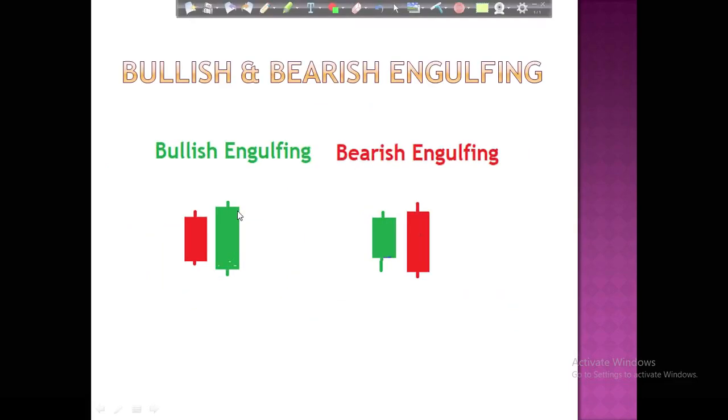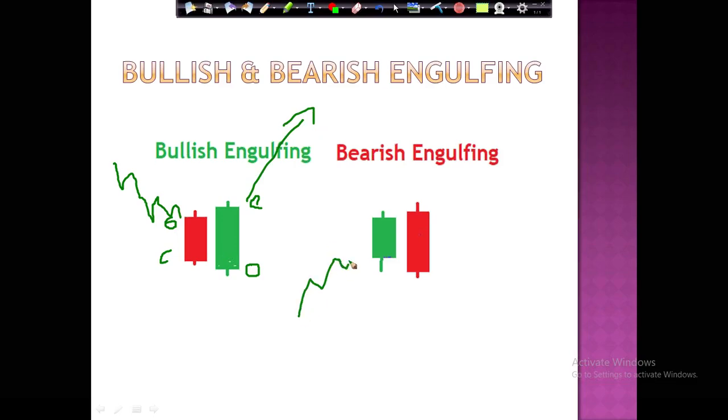This is bullish engulfing. So suppose price is running in a downtrend. This is open, close, next day a little lower, gap down. This is the open and the close, and it goes up. Similarly, bearish engulfing: this is open, close, and we are expecting it will continue to the downside.